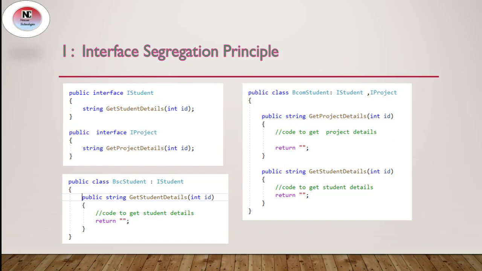But BSc student doesn't have a project, so this class need not inherit IProject, and it will only inherit IStudent and implement the logic. So we are dividing the interface into two different interfaces and we are providing a single responsibility to each interface. This is called the interface segregation principle.